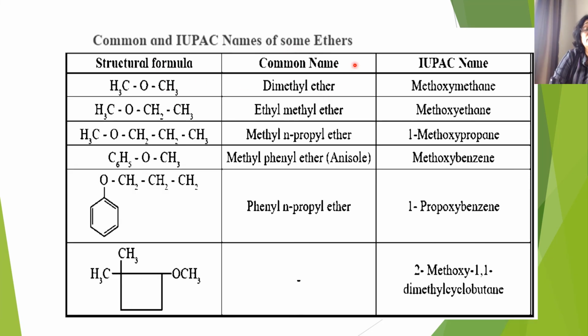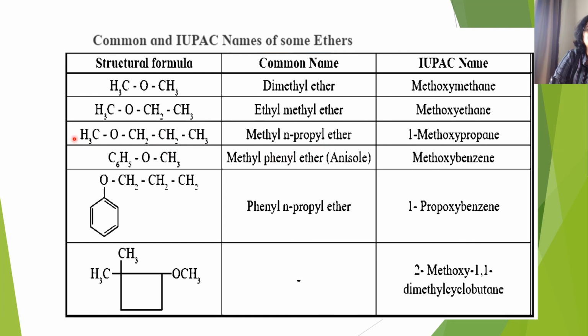So structural formula, common name, IUPAC name. CH3OCH3. The common name will be what? Dimethyl ether, because the two alkyl groups are the same, so you take them together with the prefix di. Then the IUPAC name will be what? Methoxymethane. Yeah. Then CH3OCH2CH3. So you have two different alkyl groups here. One is ethyl and one is methyl. So ethyl methyl ether. Or the IUPAC name will be, the lower alkyl group is taken with O, which will become alkoxy, so methoxyethane.